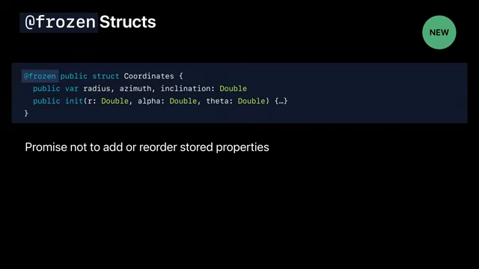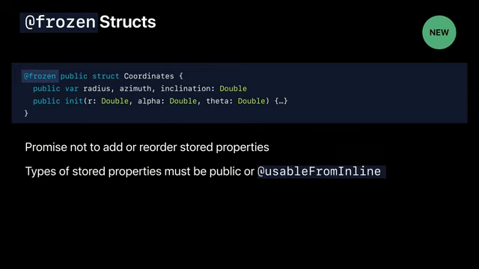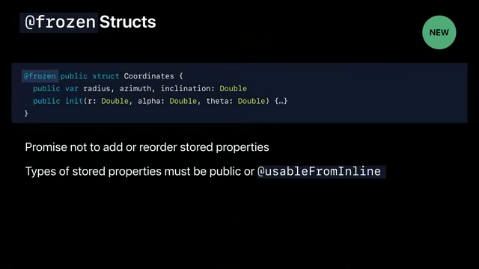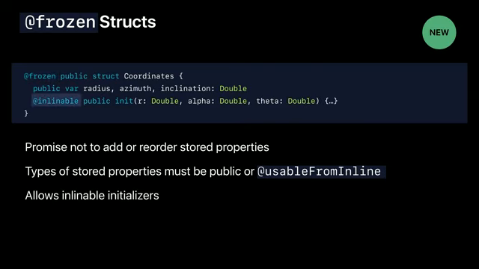And the other thing that this does is require that the stored properties all have types that are public or usable from inline. Because remember what the goal is here. We want the compiler, when it's working with client code, to be able to manipulate the stored properties of this struct directly so that it can generate more efficient code on the client side. This also has a semantic effect, which is that the framework author can now write inlineable initializers. An initializer is already required to set up all of the stored properties in the struct, but now the compiler can be sure that it will also do so in future versions of the framework.